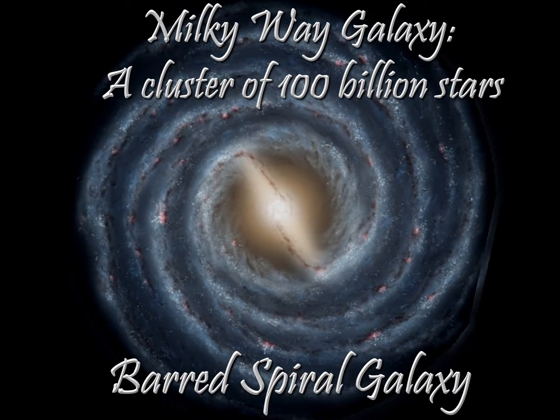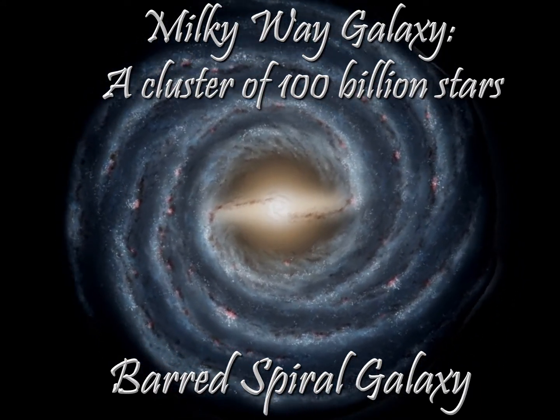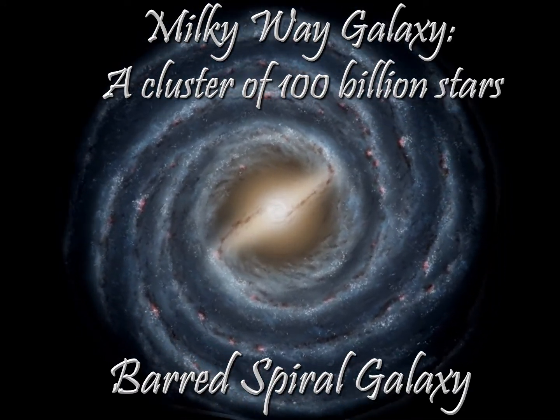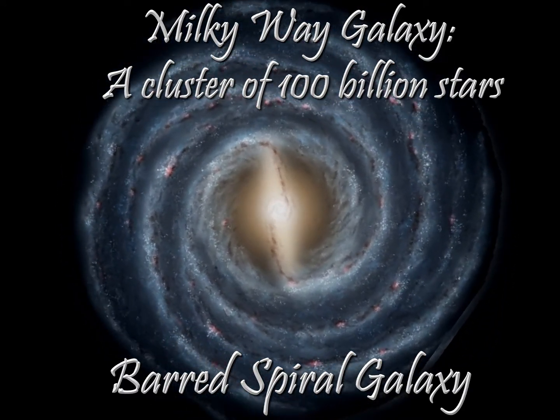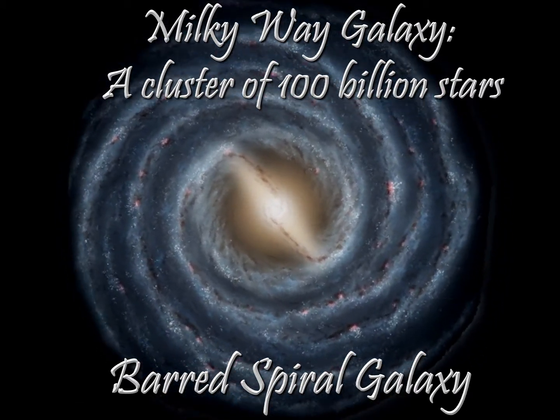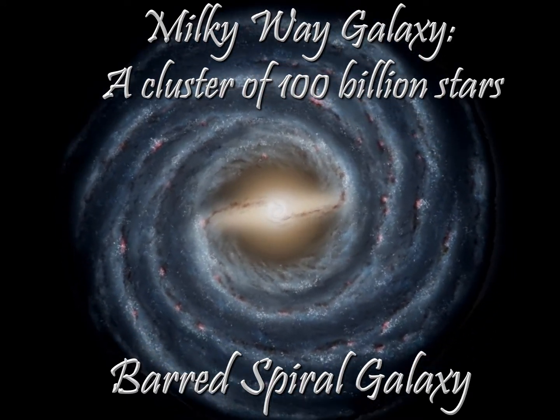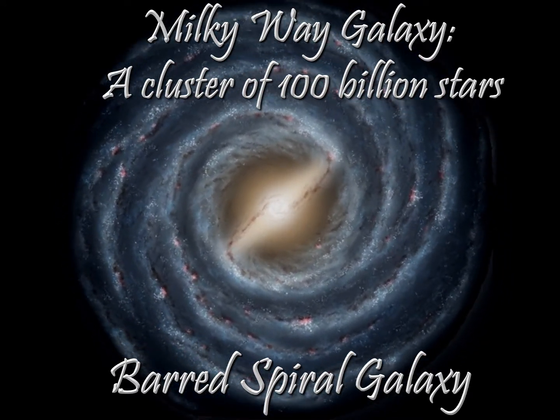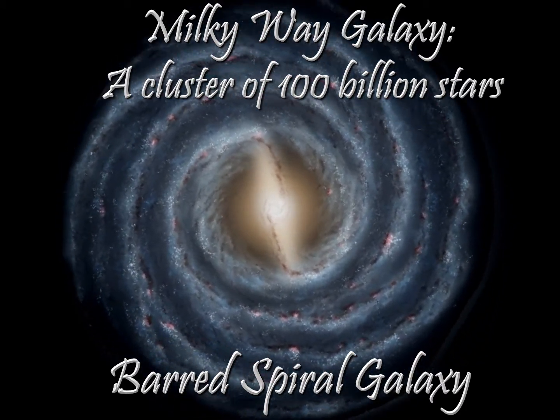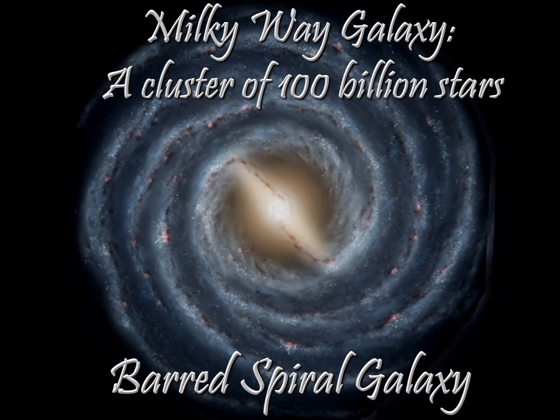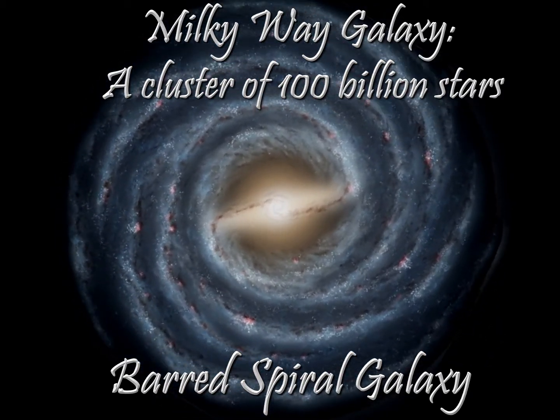Our particular galaxy that we live in is called the Milky Way Galaxy, and our galaxy is a cluster of 100 billion stars. Not just 1 billion stars or 10 billion stars, but 100 billion. Some estimates say that it might be as many as 200 billion, but we do have a ballpark estimate in the 100 billion range. Our galaxy is called a barred spiral galaxy. That was Hubble's classification of galaxies.